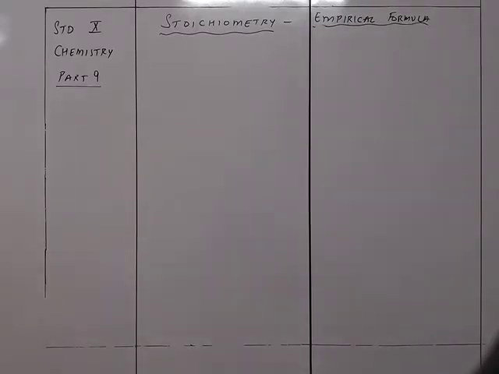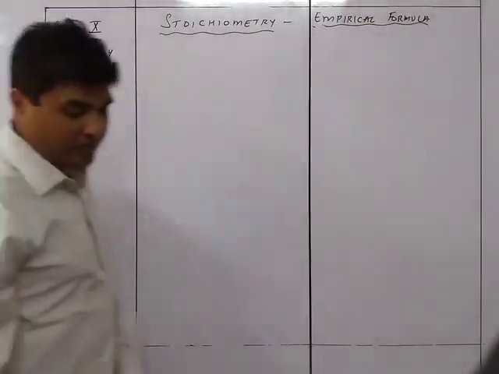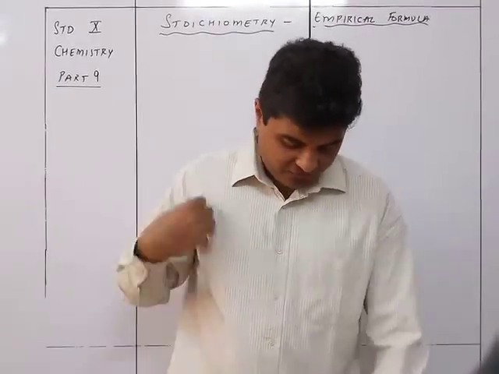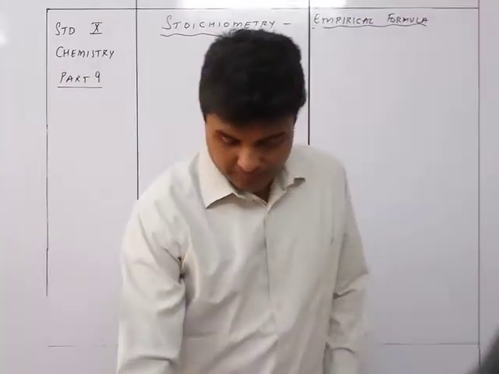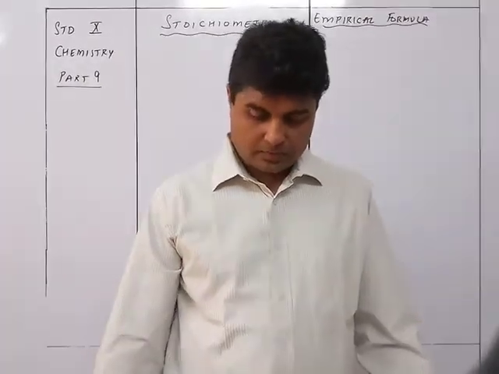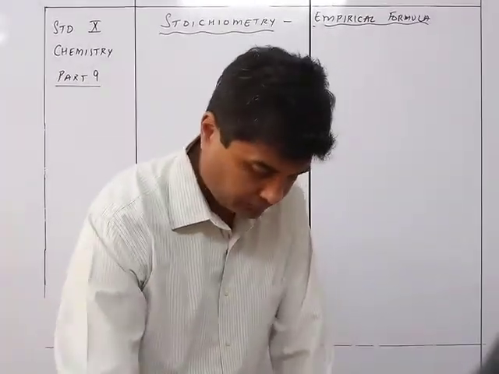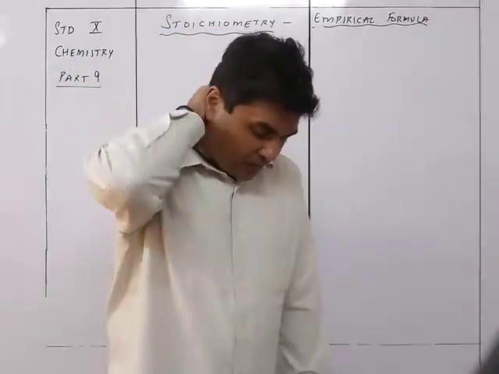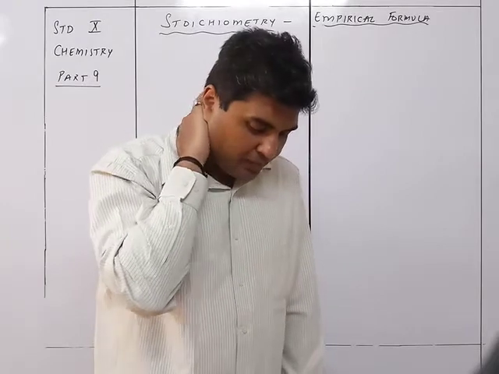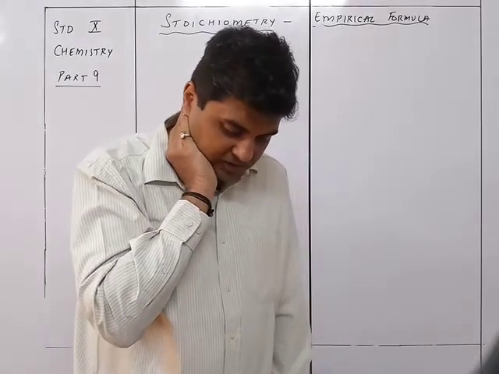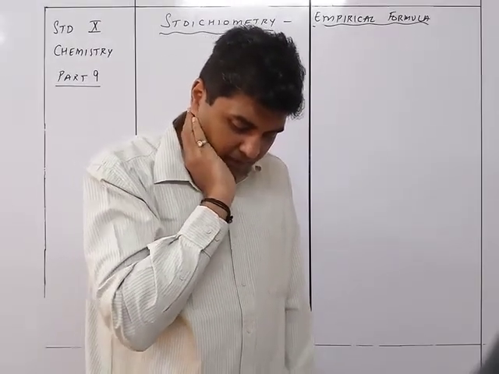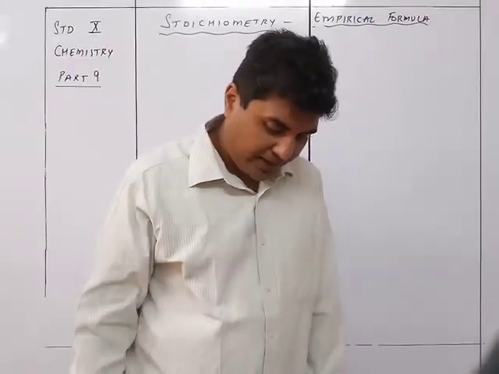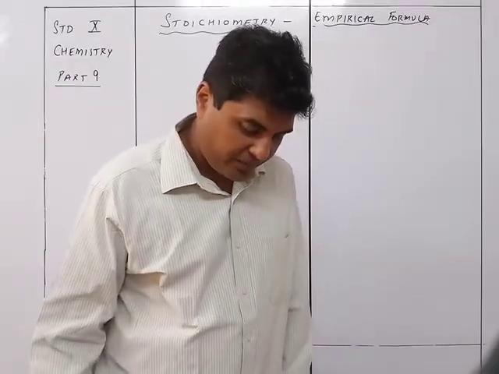So we continue with our exercise of stoichiometry, that is page number 95. We are on sum number 2. Four grams of metallic chloride contains 1.89 grams of metal X. Calculate the empirical formula of the metallic chloride. Atomic weight of X is 64 and Cl is 35.5.